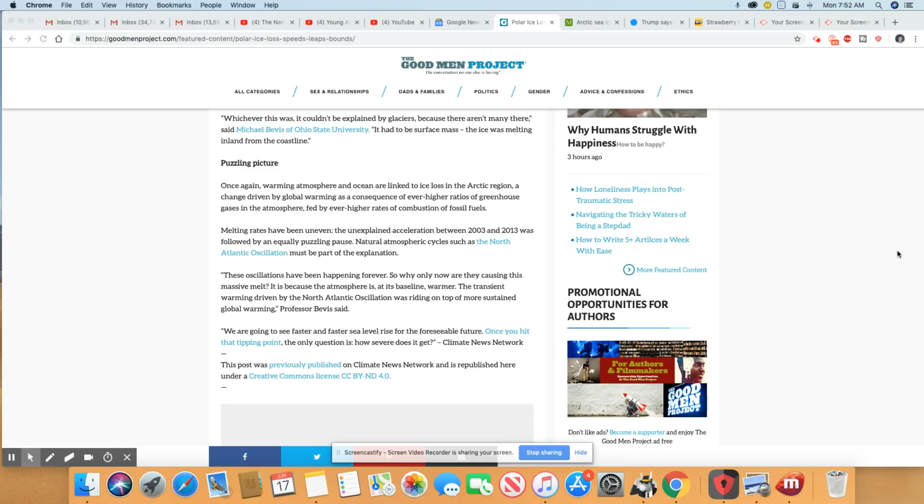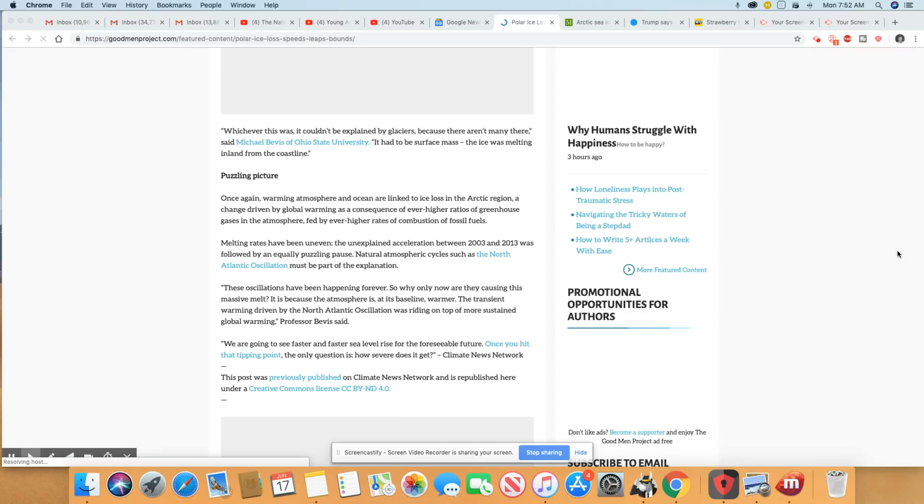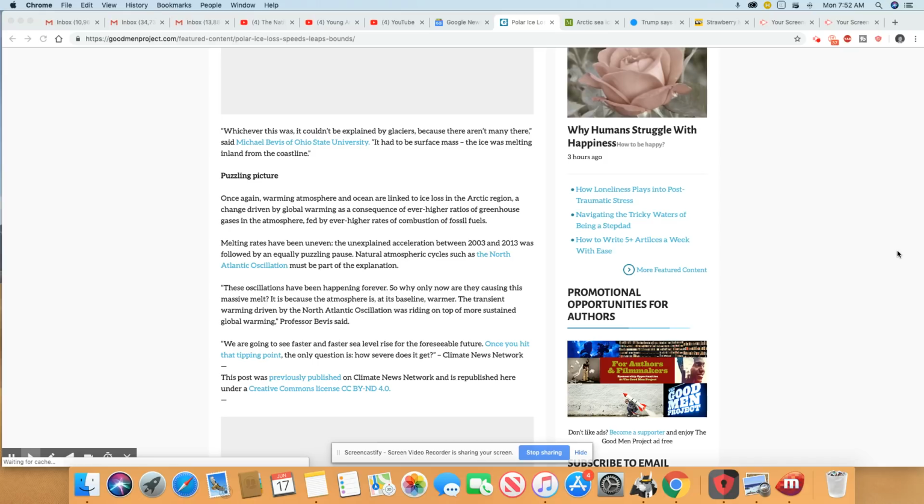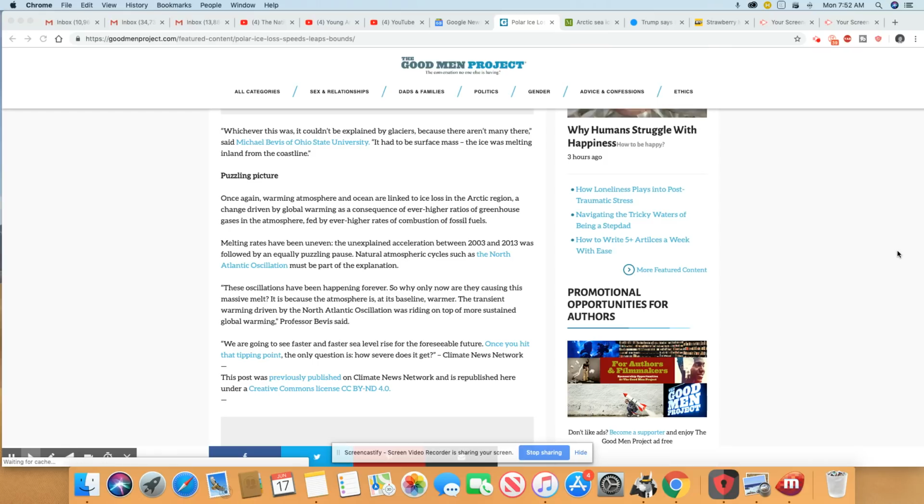Melting rates have been uneven. The unexplained acceleration between 2003 and 2013 was followed by an equally puzzling pause. Natural atmospheric cycles such as the North Atlantic Oscillation must be part of the explanation.